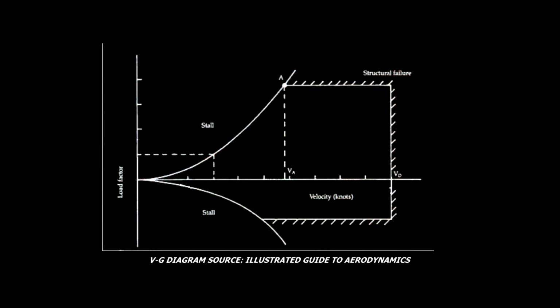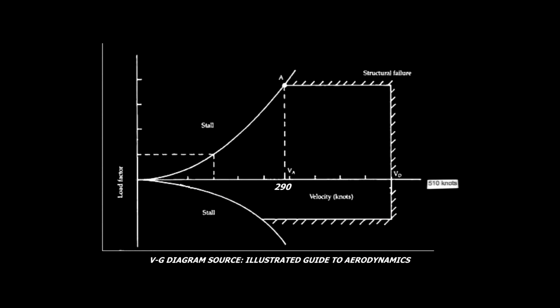VRA for the 767 is 290 knots, 220 knots below the speeds reported for the airplane, which was observed to strike the South Tower.